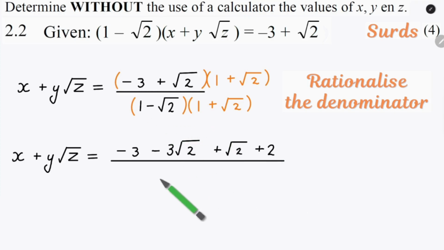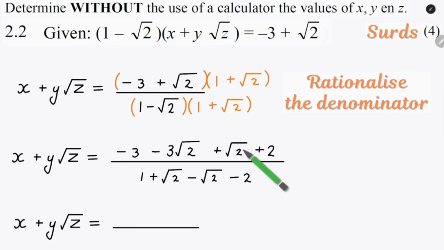1 times 1 will just give me this 1 over here. And then 1 times root 2 is just plus root 2. And then minus root 2 times 1 is minus root 2. If you recognize the dots there, it would have made your life a bit easier. And then a minus times a positive is a negative, and root 2 times root 2 is just positive 2. Now that we foiled out our brackets, we're going to collect like terms.